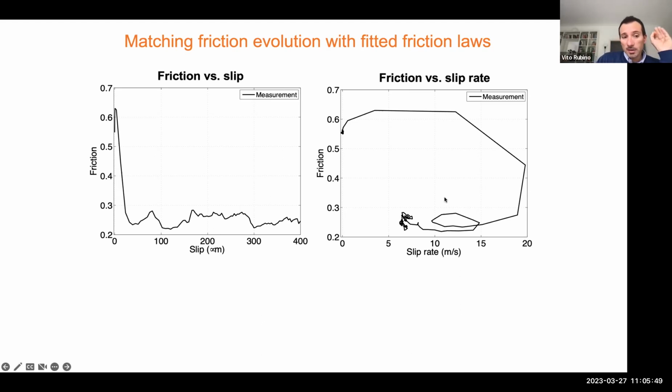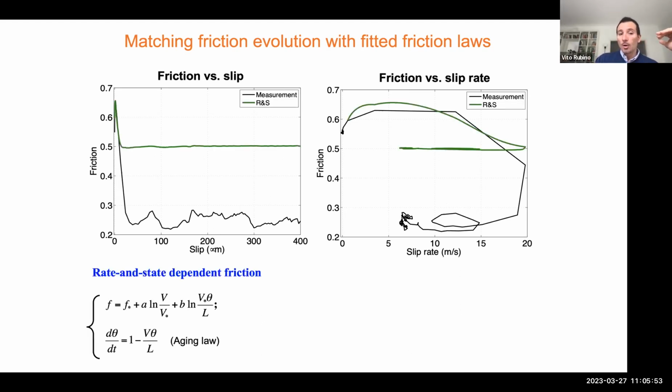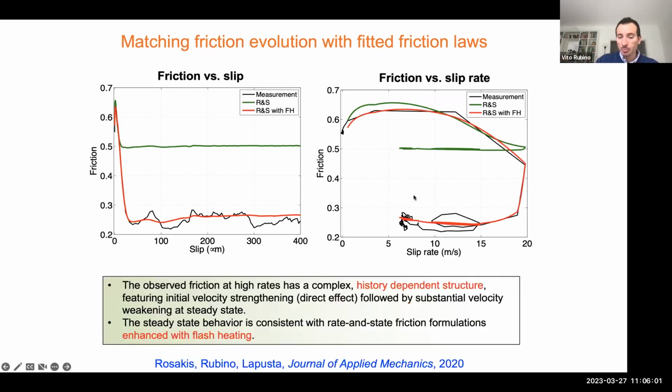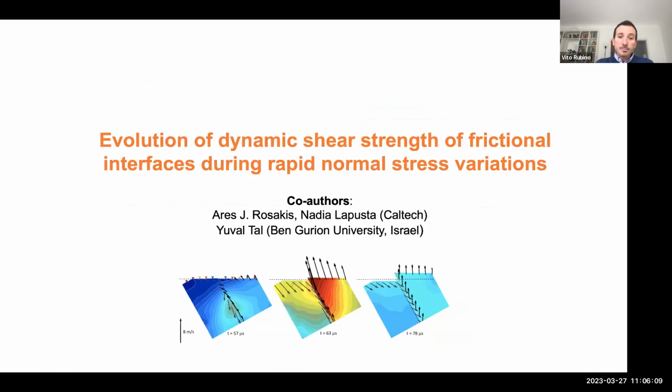Now, if we use the rate and state friction law with the velocity as an input, we cannot predict the observed weakening. However, if we include flash heating, then we can see that we can capture pretty well the measured behavior. So this is another indication that flash heating may be indeed the law controlling this process.